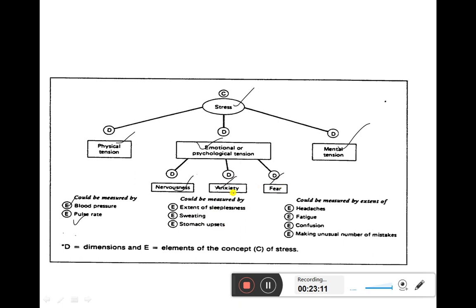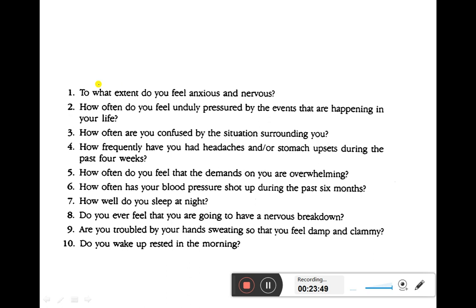And next we have cleared the anxiety and the fear as well. Then we have the mental tension. In mental tension there are headache, fatigue, confusion, and making an unusual number of mistakes. Now here the variable stress we have divided into three dimensions. Then again psychological tension is divided into three dimensions, and upon each dimension we make different elements. For each element we have to develop a statement, a question. Now look here, now develop your question.